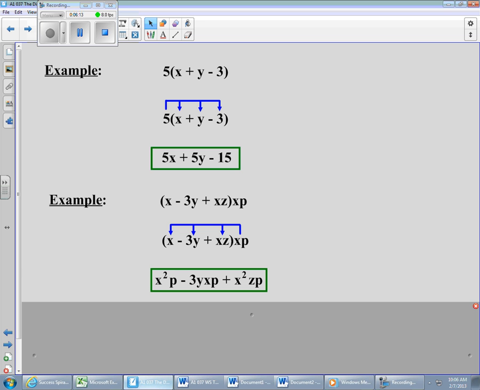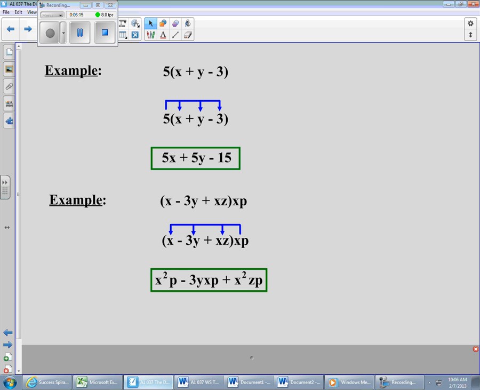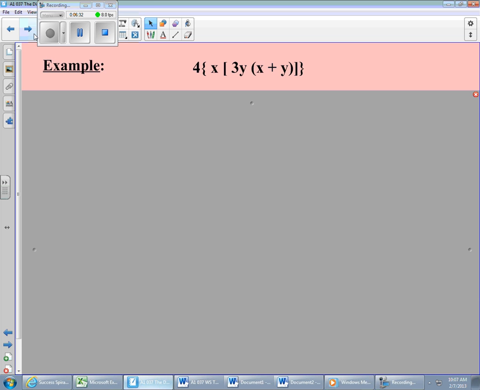But you can bet at some point in time you're going to see the distributive property. And on an Algebra 1 test, I'd say you're probably going to see the distributive property no fewer than 5 times in various types of problems on your test at the end of the year. So we need to get very comfortable with this property.